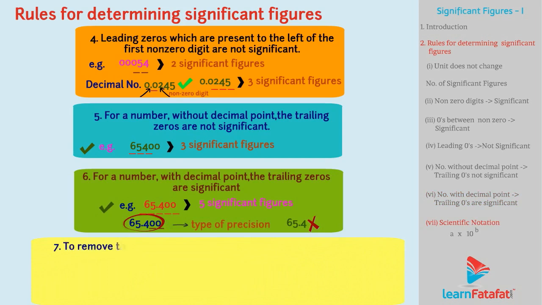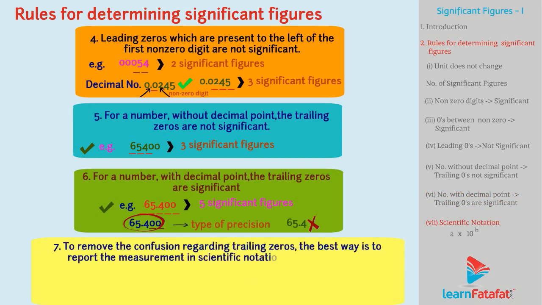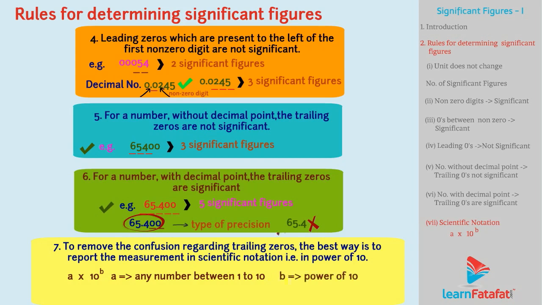Rule number 7. To remove the confusion regarding trailing zeros, the best way is to report the measurement in scientific notation, that is, in power of 10. With scientific notation, any number can be expressed as a into 10 to the power b, where a is any number between 1 to 10 and b is the power of 10. B could be positive or negative. It is called the order of magnitude of the physical quantity.